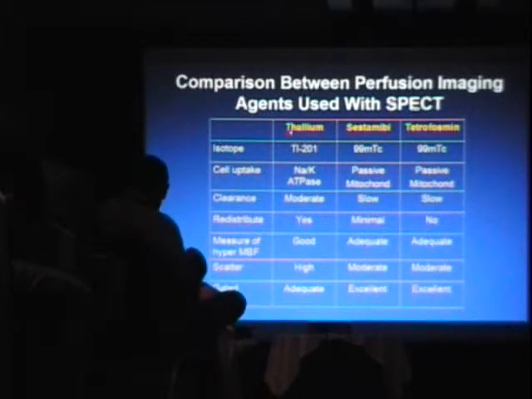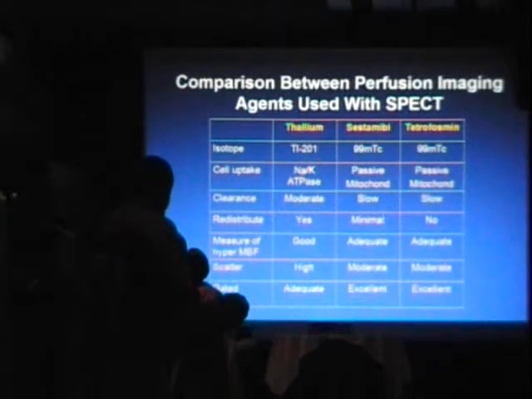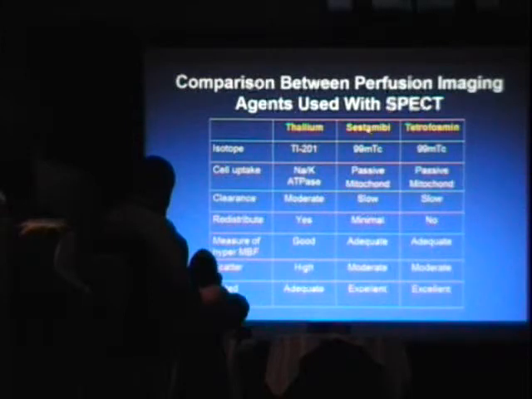That makes it less optimal for SPECT imaging compared to technetium-labeled tracers. The other characteristic that is very important is that thallium is a potassium analog, so it will move in and out of the cardiac cells over time. With technetium-labeled tracers, they don't redistribute, so once you inject them and they're taken up by the myocardium, they will pretty much stay there until you have physical decay of the radiotracer.